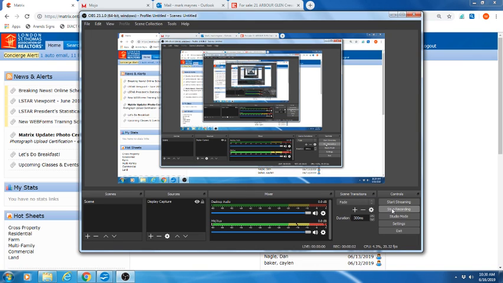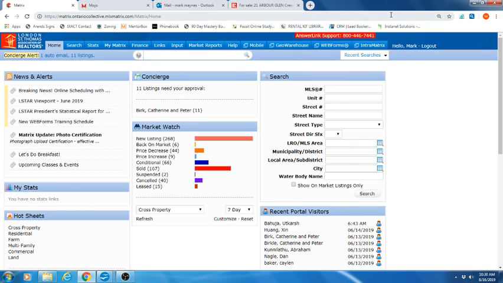This video is going to be on how to do comparables for townhouses. Townhouses are going to be a little bit different than single family homes because you are going to want to compare just a smaller area. So for this one, I've already logged into Matrix.